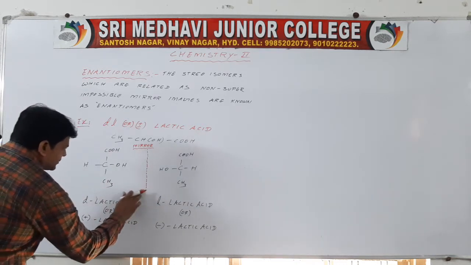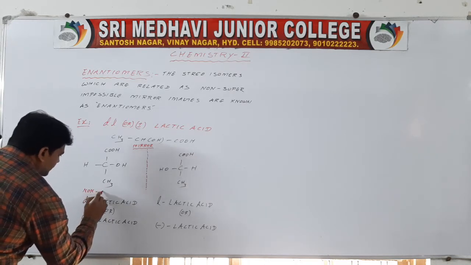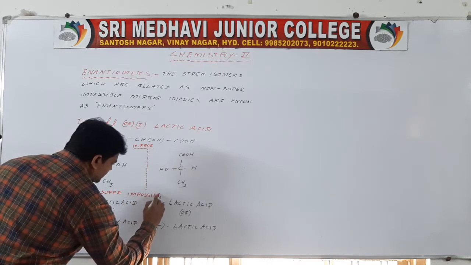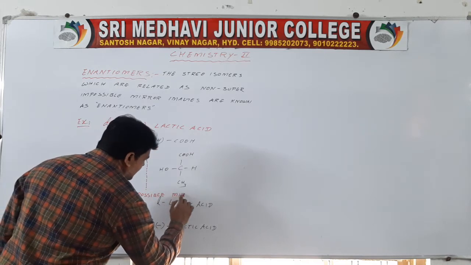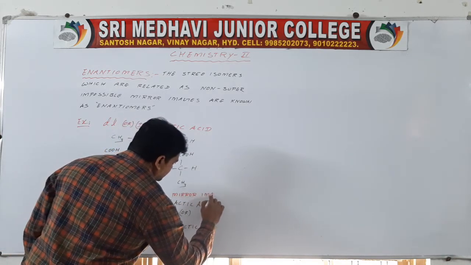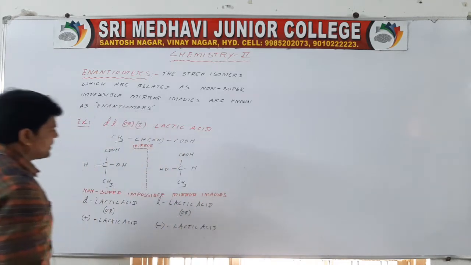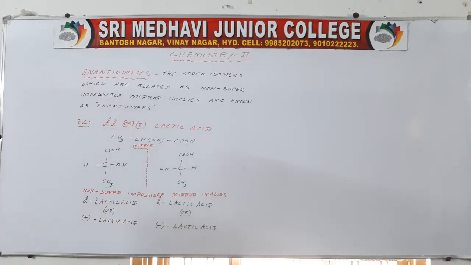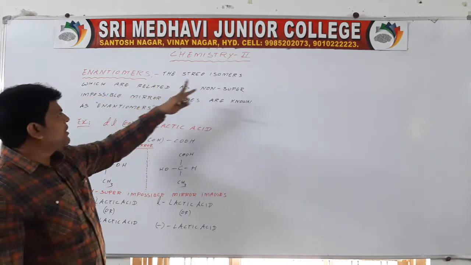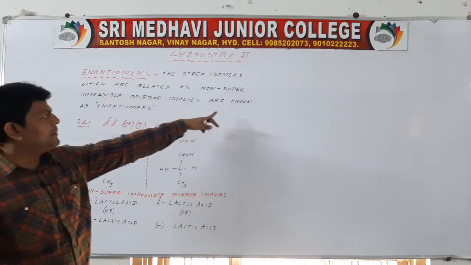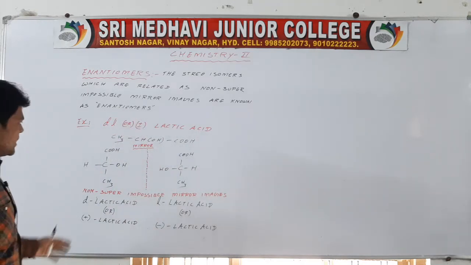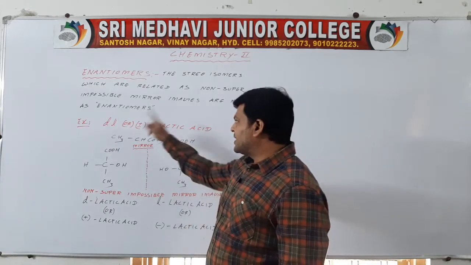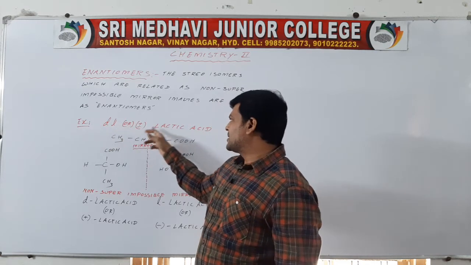These are non-superimposable mirror images. This is nothing but enantiomers. Understand? The stereoisomers which are related as non-superimposable mirror images are known as enantiomers. For explaining enantiomers I am taking lactic acid. In front of enantiomers we may keep DL or plus or minus lactic acid.